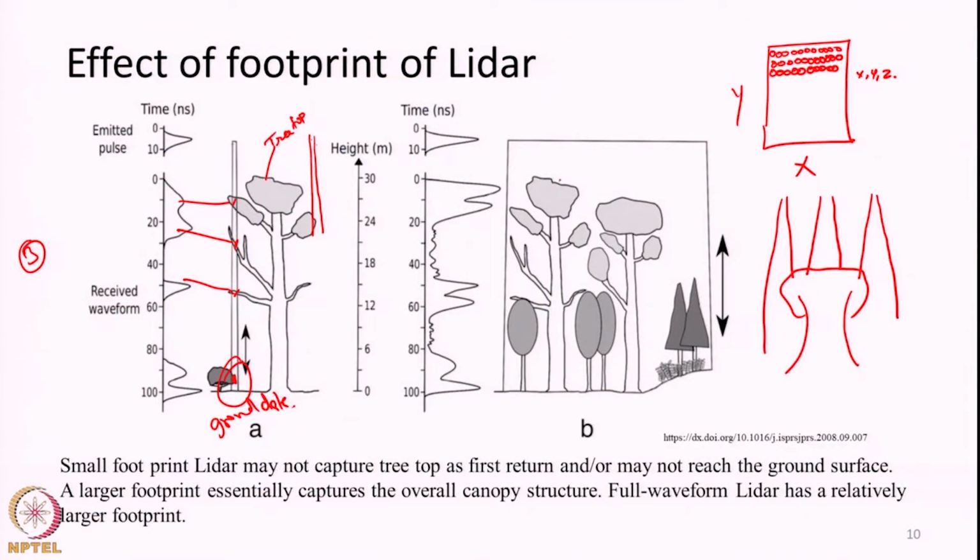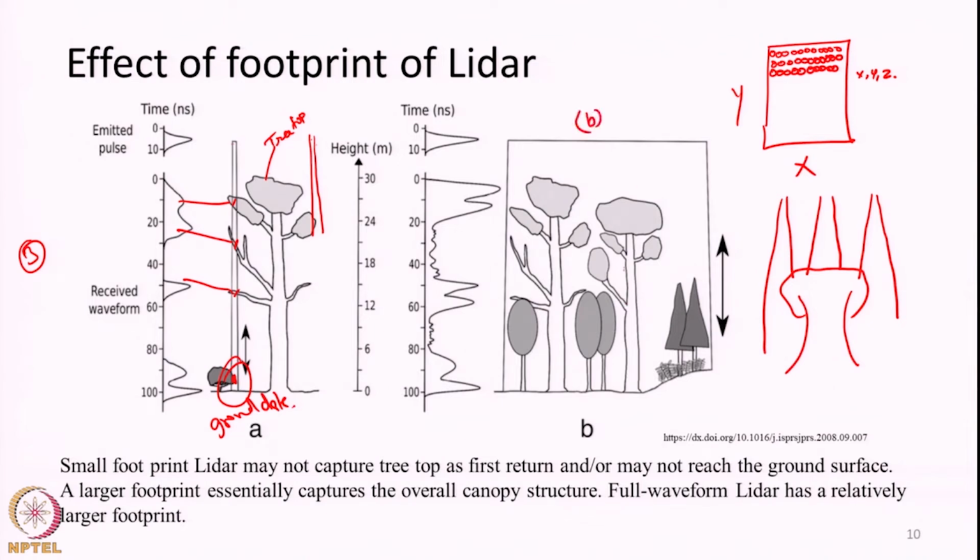But let us think in another form. Let us say we have a large footprint system, say in the order of tens of meters, say a 20 meter footprint. If that is the case, then the entire tree may be covered properly, or even a group of trees may be covered. The example is given in this figure B.